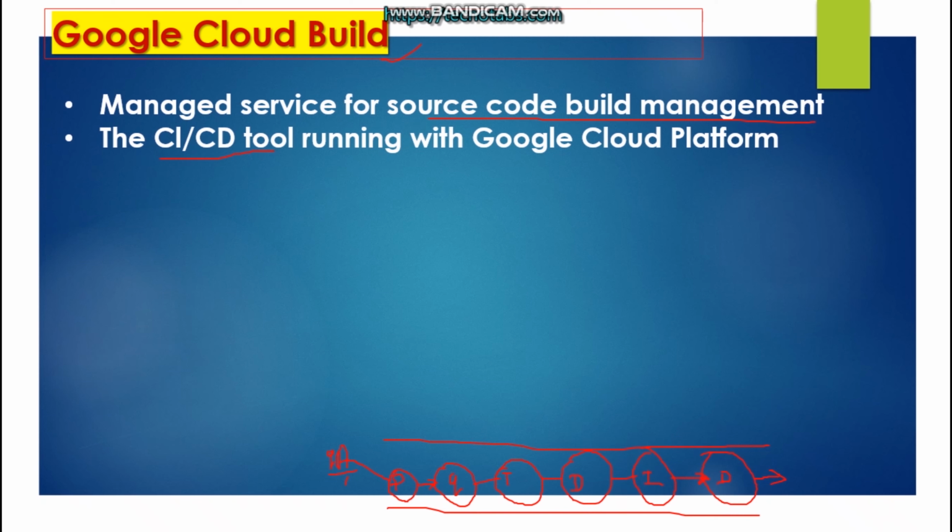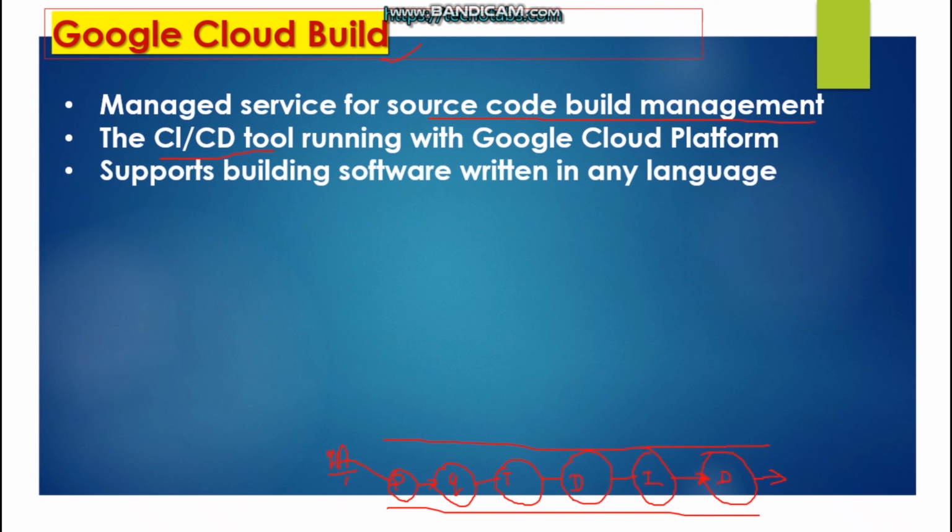If you have a very frequent release cycle, let's say 1 week or 2 weeks, you don't have to perform all these steps. It will save a lot of effort for the developers as well as the DevOps team. All right, so it supports building software written in any language. It doesn't matter whether your code is Java or Python or any other language. You just have to provide the source code location and it will deploy by following all these steps.